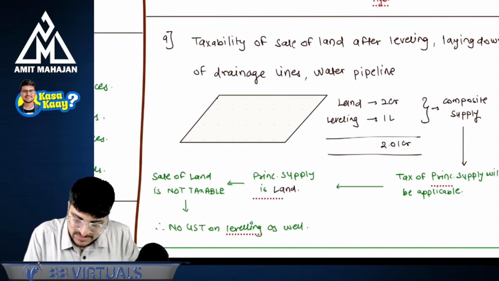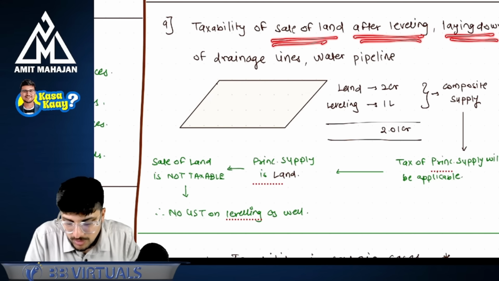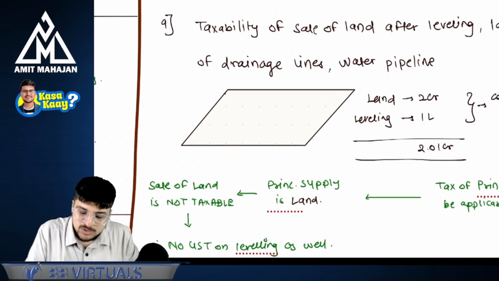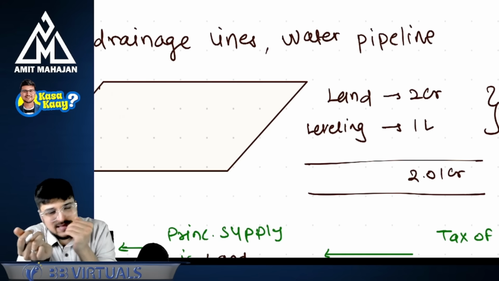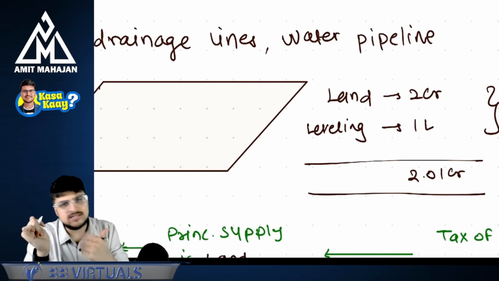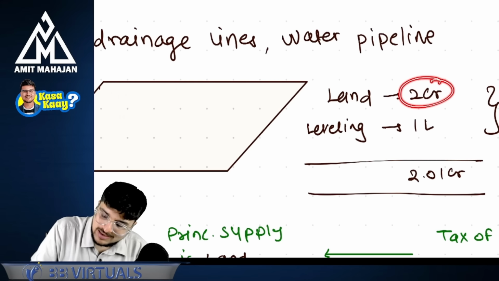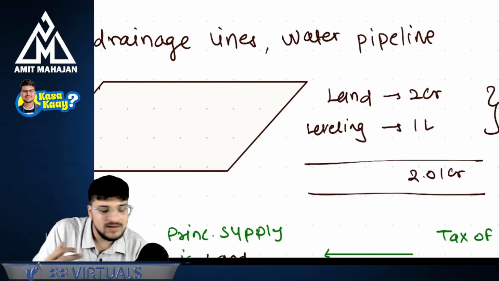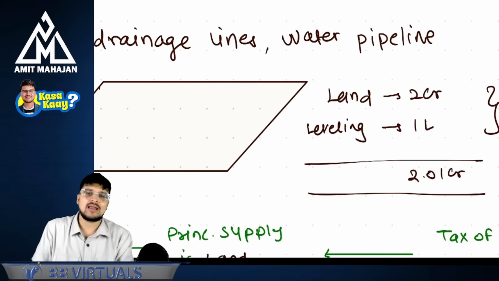Okay. The next part is taxability of sale of land after leveling, laying down of drainage lines, water pipeline, etc. Let's take an example. I sold one land, and that land is worth 2 crores. But while selling the land, the buyer said, I want the leveling service of that land as well. I said, no problem, I will charge 1 lakh more. So the value of land was 2 crore and the value of leveling was 1 lakh. So it is 2 crore 1 lakh rupees. Correct? So what will be the taxability of this 2 crore 1 lakh?